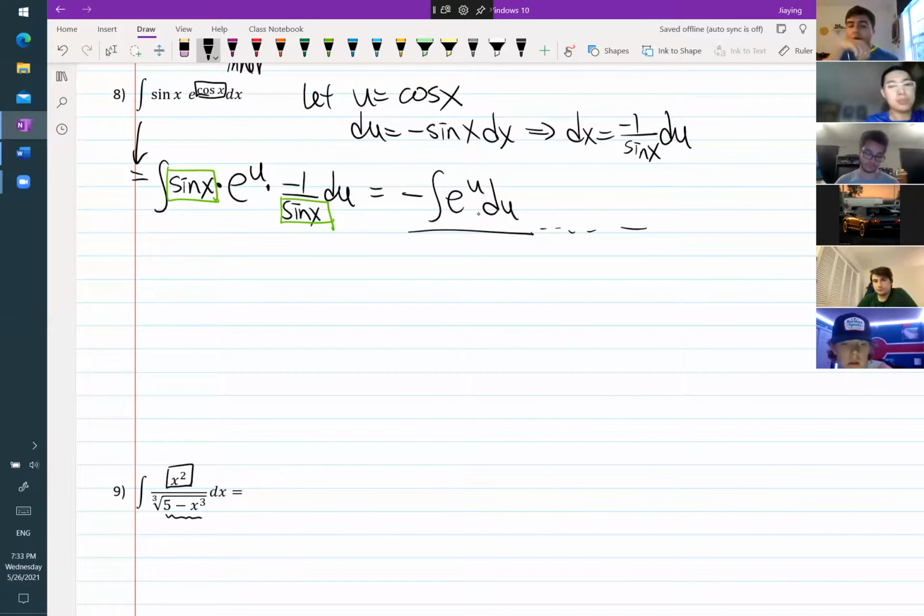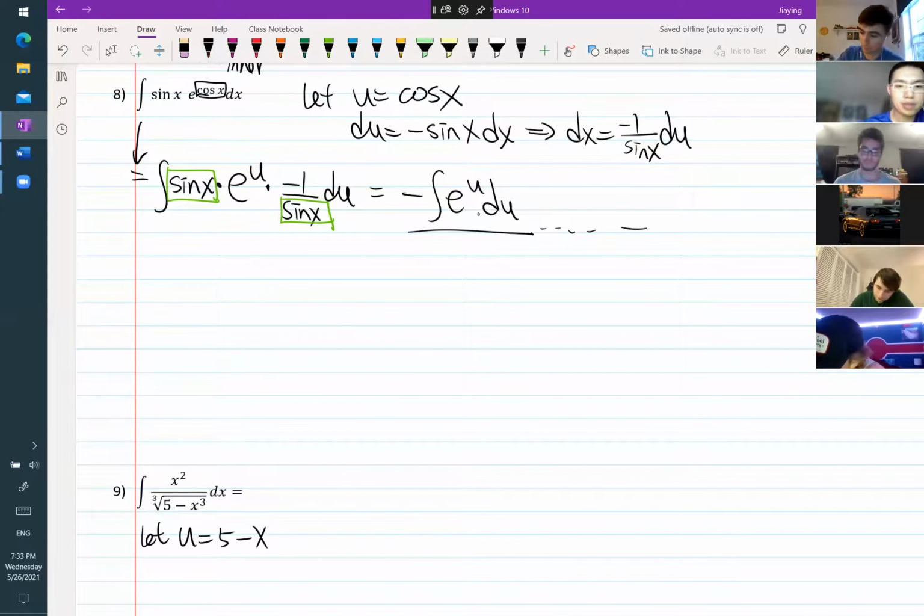So let's try to use substitution. So let u equal, obviously inside the cubic root, that's the inner function. So I'm going to let u equal 5 minus x cubed. And then du, just like we did before, use the chain rule. So that's a negative 3x squared dx.